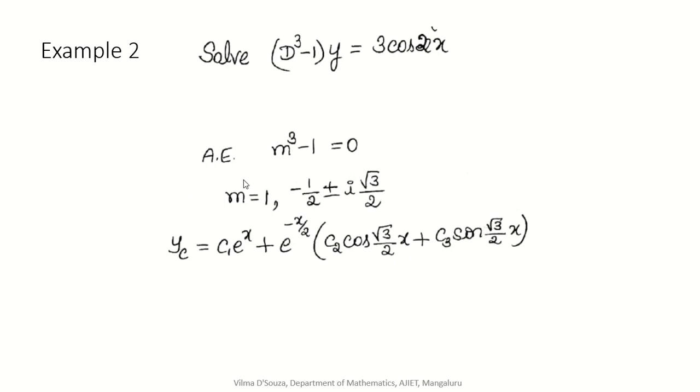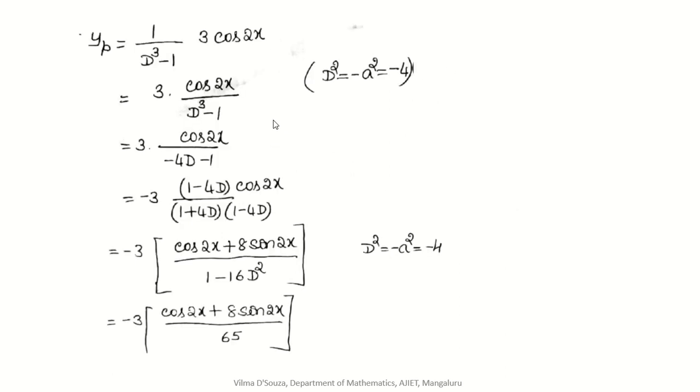Now finding yp. What is yp? 1 over f of D into phi of x. f of D is D cube minus 1 and phi of x is 3 cos 2x. So write down your yp. yp is equal to 1 by D cube minus 1 of 3 into cos 2x. So 3 anyway you can take out, 3 into 1 by D cube minus 1 of cos 2x.